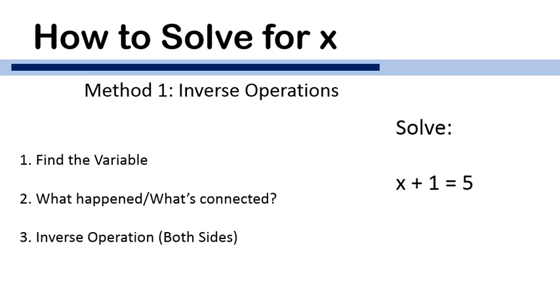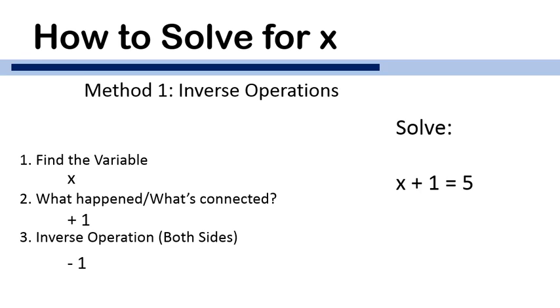So first off, find my variable. The variable is the letter. It's x. Well, I found it. Good. So now I ask myself, what happened to x, or what is connected to x? Look at x, and you'll see that what's connected is plus 1. All right, or adding 1. So I'm going to do the inverse of adding 1, which is subtracting 1.